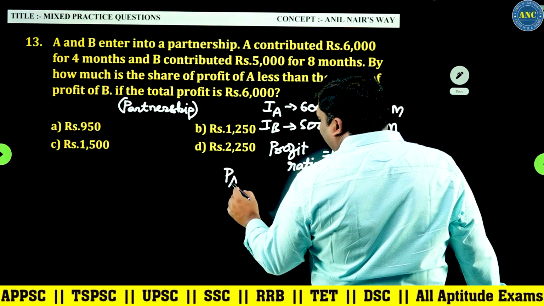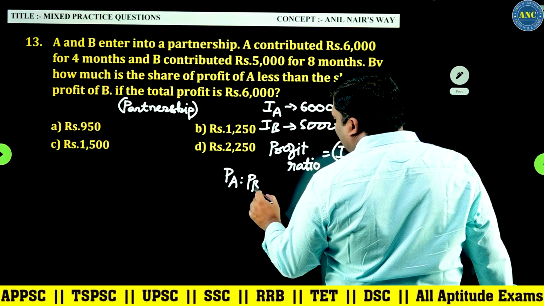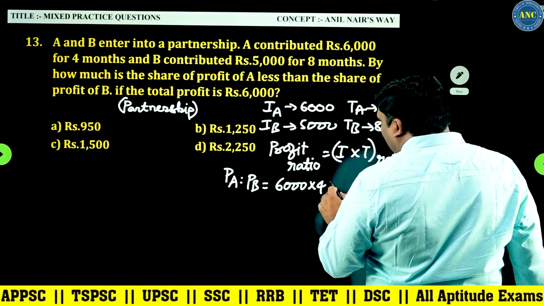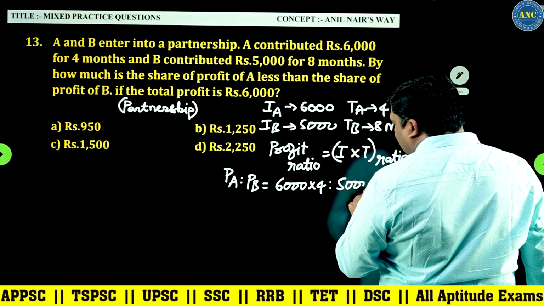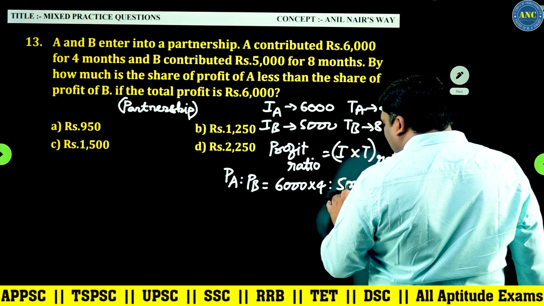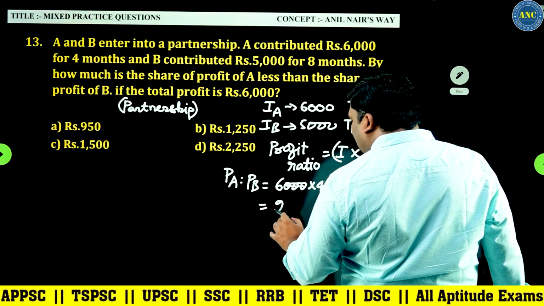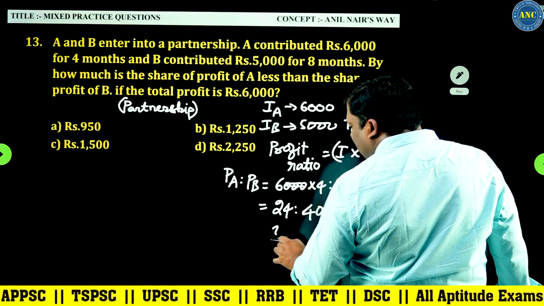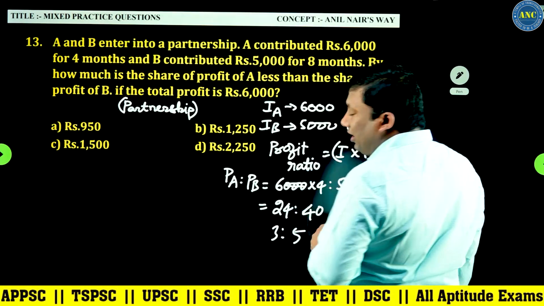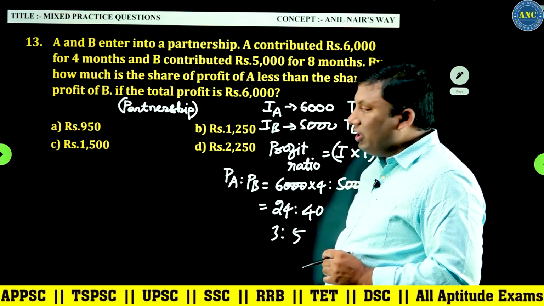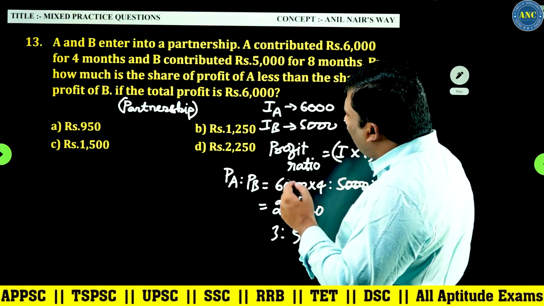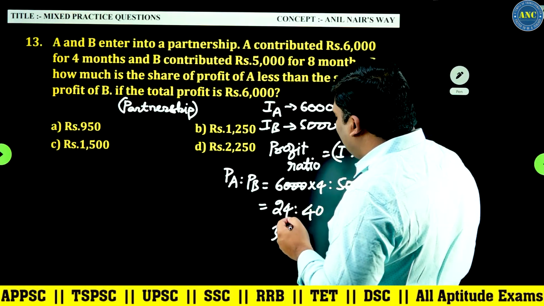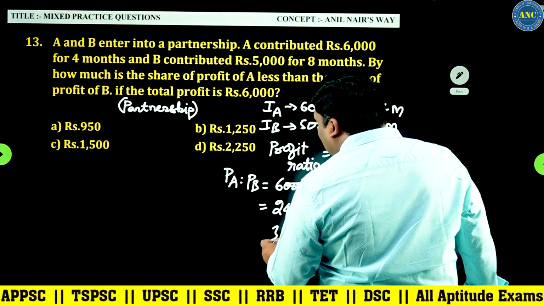So profit of A is to profit of B is 6,000 into 4 is to 5,000 into 8. 3 zeros cancel. 24 is to 40. 8 threes are 24, 8 fives are 40. Profit ratios are in the ratio 3 is to 5. What is the question? How much is the share of profit A less than the share of profit B? It is 2 less than.